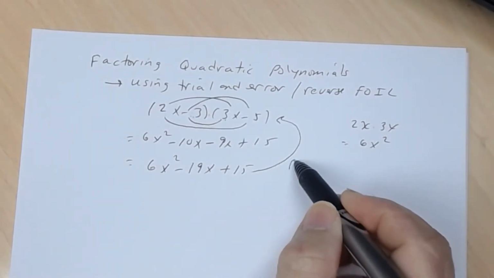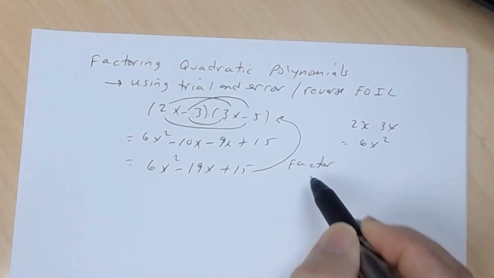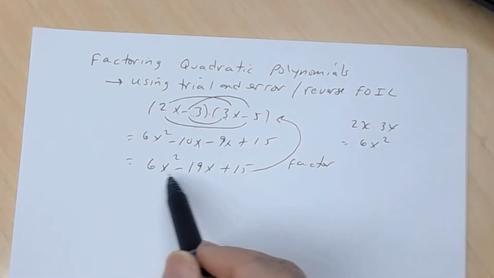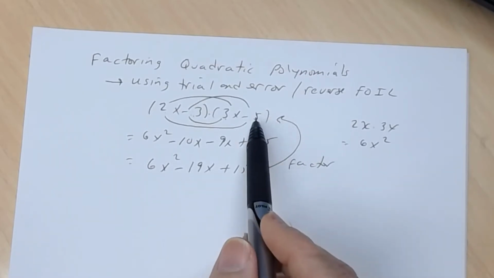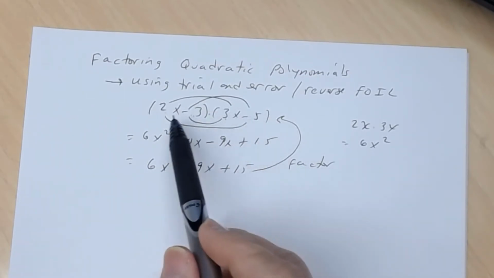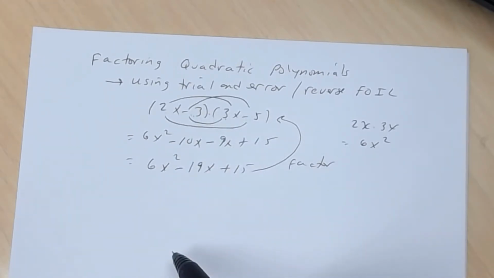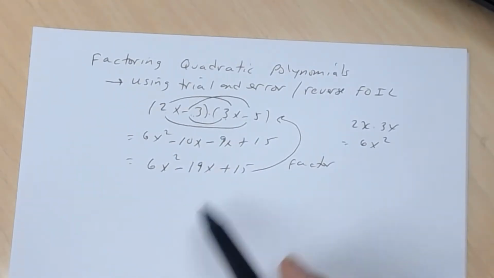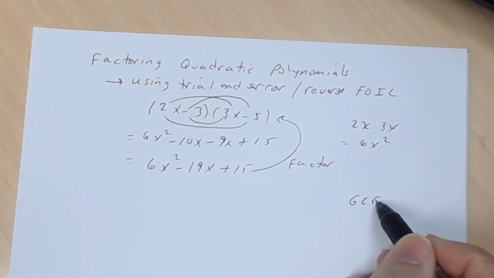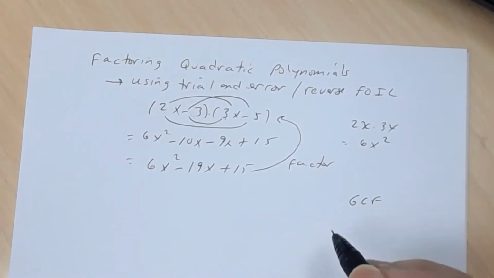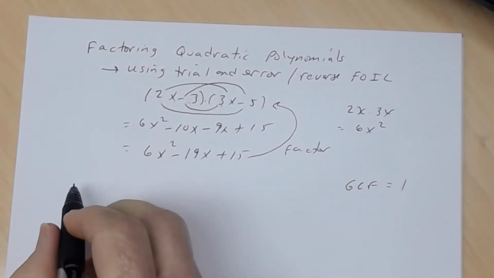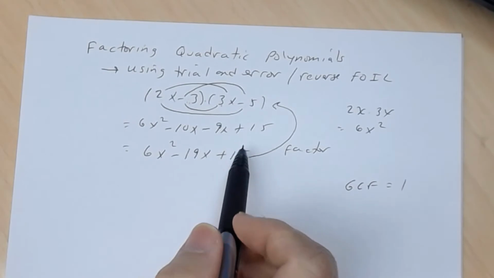So when you factor, you're basically rewriting the polynomial as a product of factors. My two factors here would be 2x minus 3 as one factor, and 3x minus 5 as another factor. Now remember, when you factor, you also look for the GCF. For our case, the GCF in our problems will be 1. But remember, the first thing you should always do is look for a GCF if it's something other than 1.